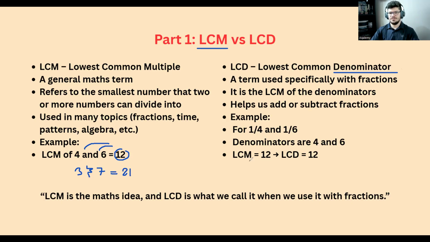Okay. So in this situation, if we have 1 over 4 plus 1 over 6, the LCD, which is technically the LCM for the denominator, will be 12. You make your changes accordingly, so the denominators are equal.